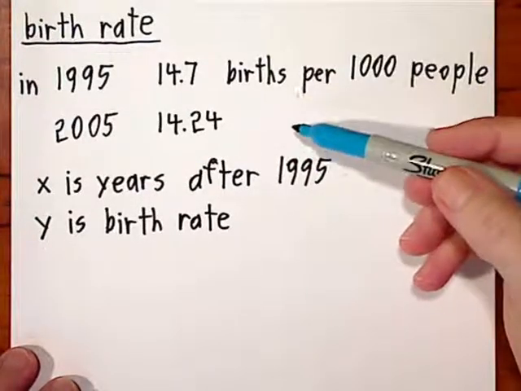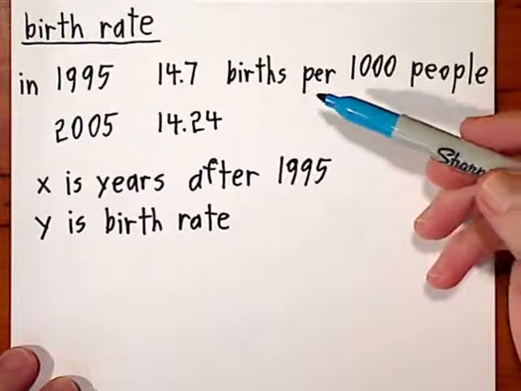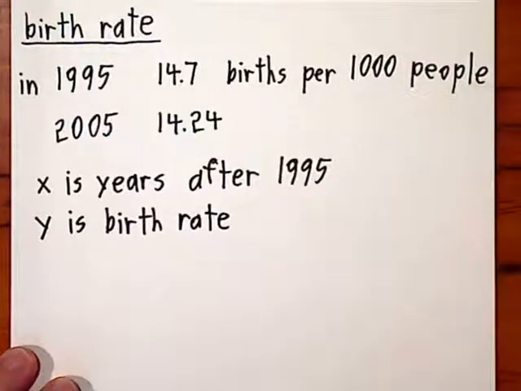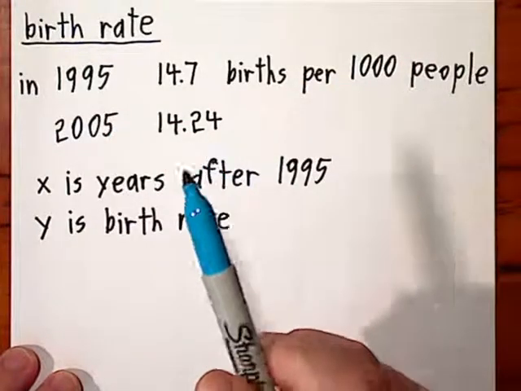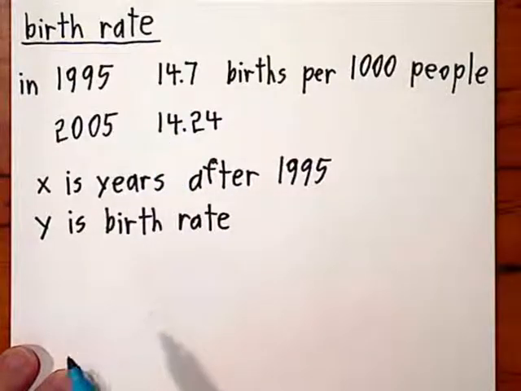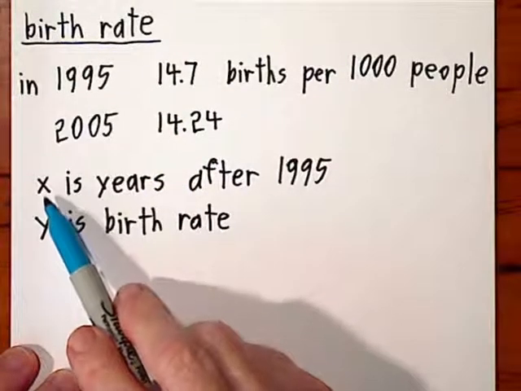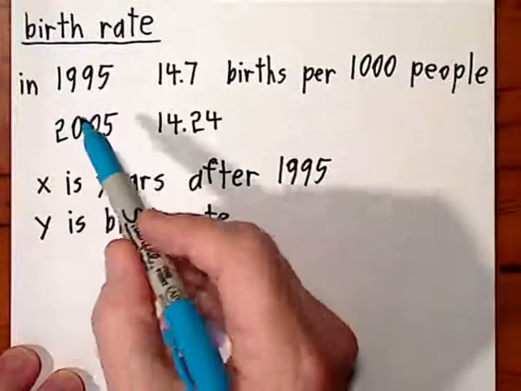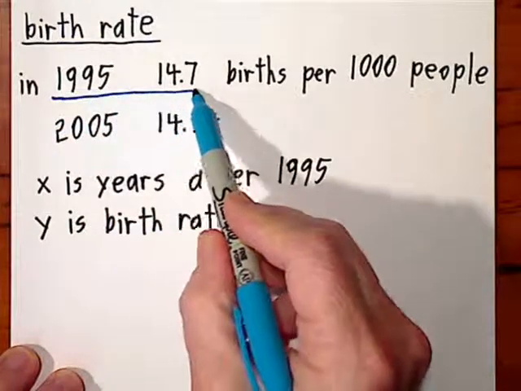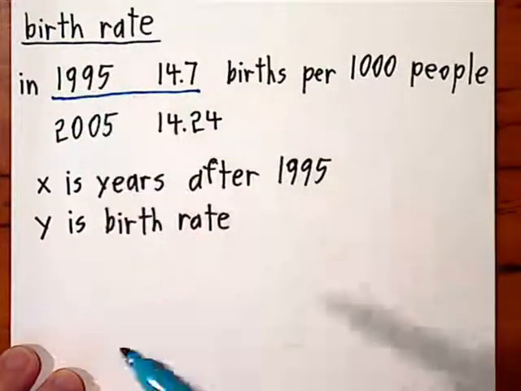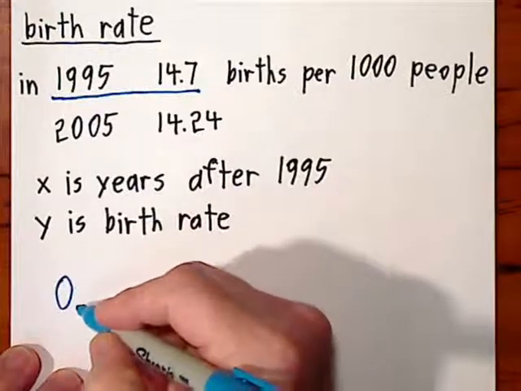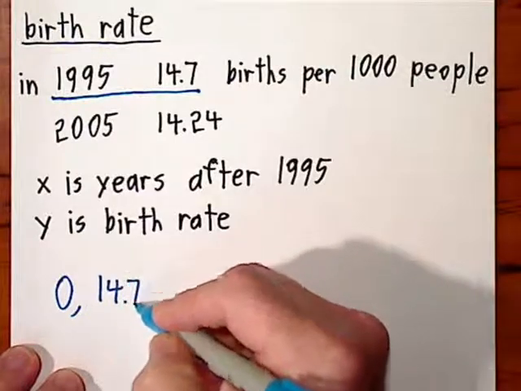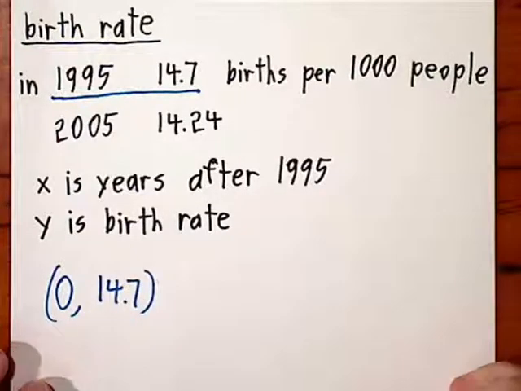Given this information, we're going to be asked to find what the birth rate would be projected to be in the future beyond 2005. So we are given enough information to write two ordered pairs. They tell us that X is years after 1995, Y is the birth rate. So for this first one, the years after 1995 is 0, and the birth rate is 14.7. That's our first ordered pair.